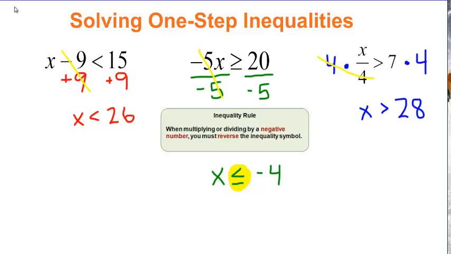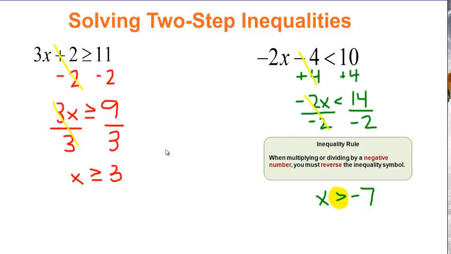When solving a one-step inequality, as you can see, we'll go from left to right. In our first one, we have to add 9 to both sides, and we get x is less than 26. On our second one, we have to divide by negative 5. Well, remember, when multiplying or dividing by a negative number, you have to reverse that inequality symbol, so we flip it around and get x is less than or equal to negative 4. On our third one, x divided by 4 is greater than 7. We multiply by 4 on both sides and get x is greater than 28. Solving one-step inequalities is pretty simple. Let's take a look at solving 2-step inequalities.